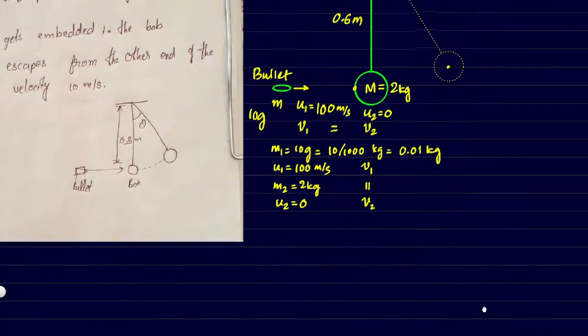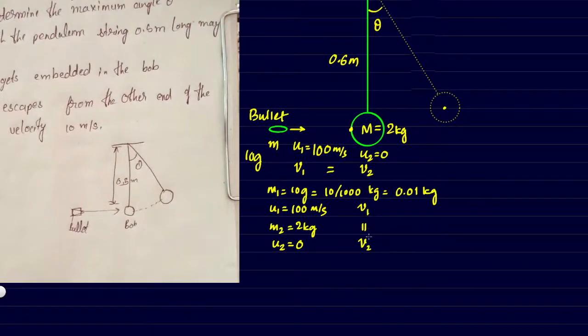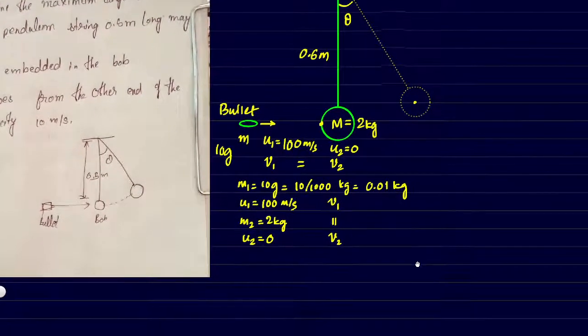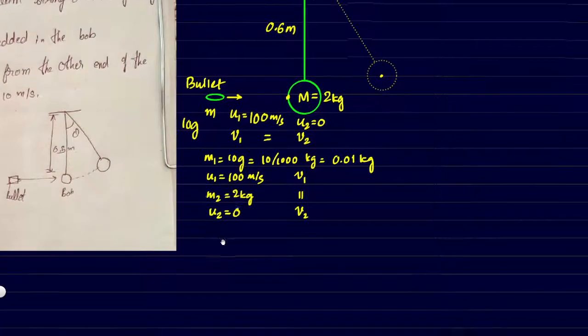So this is the given data, and with this data, we should first be able to find the final velocity of both objects. Once we know the final velocities, we can use the potential energy and kinetic energy relations to find by how much height this is to increase. Fine. So let's go ahead and apply the conservation of momentum principle over here.